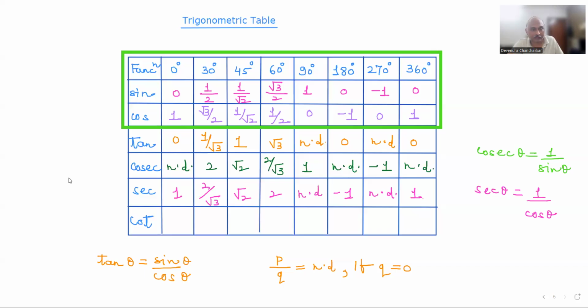Cot. Cot theta is nothing but 1 over tan theta. You are aware about it. So do the inverse. This is not defined. 1 upon 0 is not defined. Root 3, 1 over root 3. All of you. 0, not defined. 0, not defined. Yes or no? Understood?